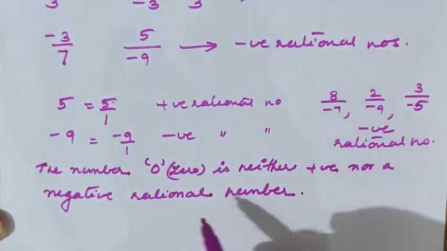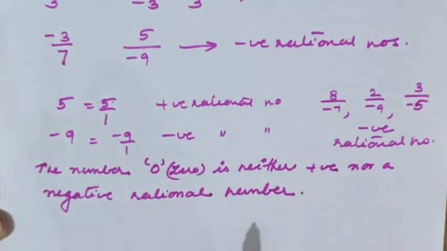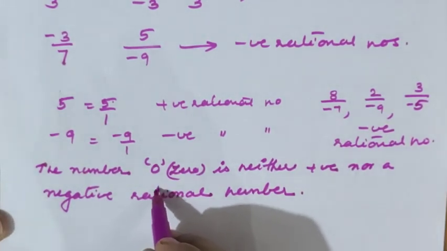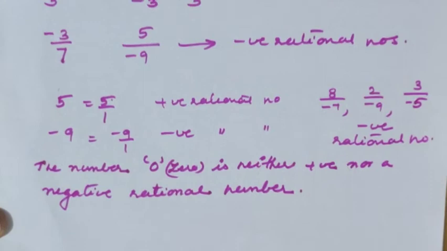Okay, but we can say that the number 0 is neither a positive nor a negative rational number. This is the exceptional case. So you learned the types of rational numbers here, positive and negative. Which is the exceptional case? 0 is the exceptional case. The number 0 is neither a positive nor a negative rational number.